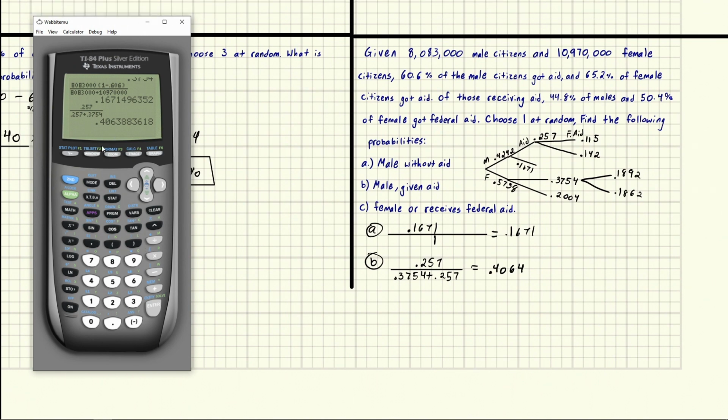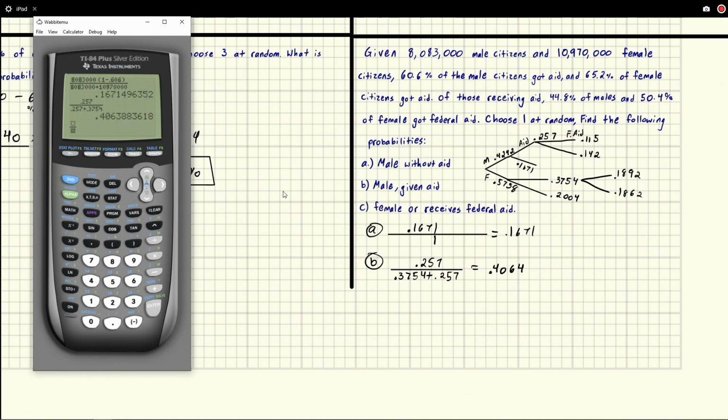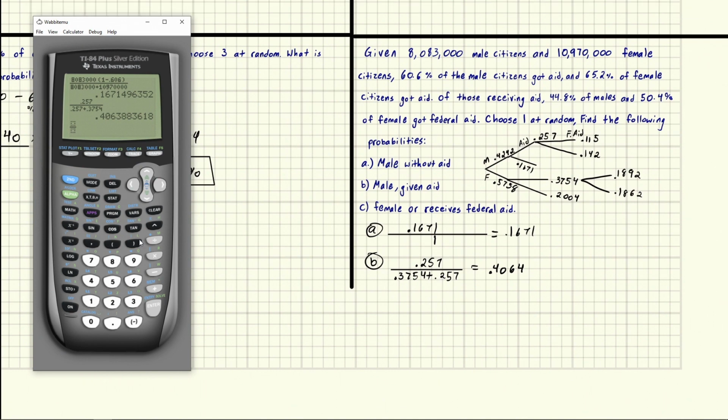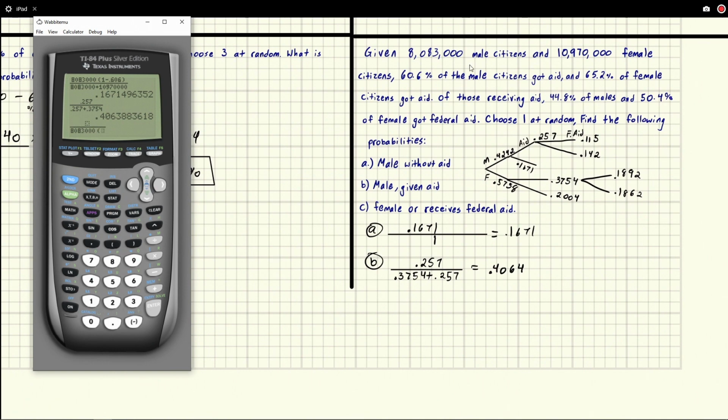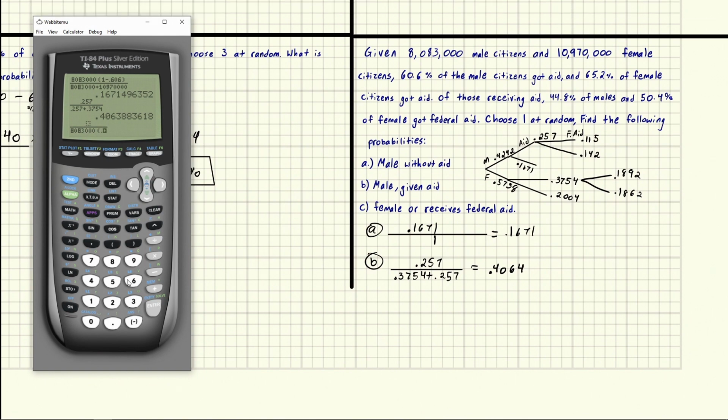All right. Now there's another way to do this, of course. So I guess I'll type it out. It's going to be a bit of typing though. So just be ready. So we want the males that got aid. So that's going to be, right, we have 8083000. That's how many males we have. And the ones that get aid are 0.606, right? 60.6%.